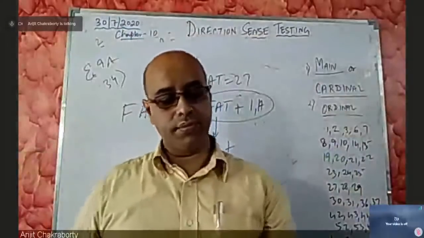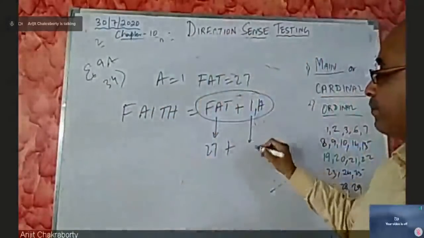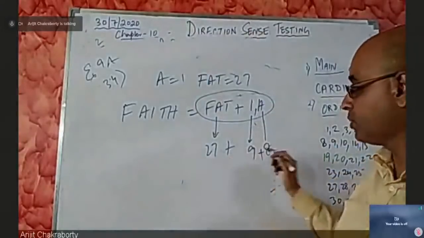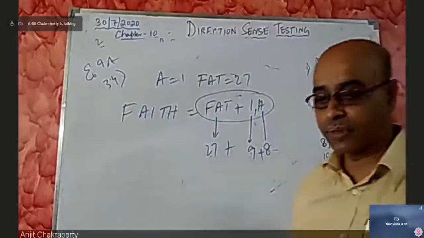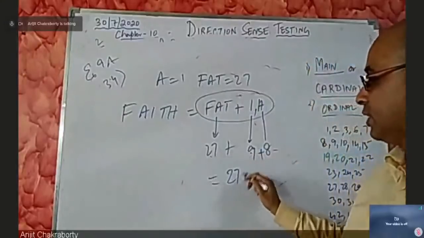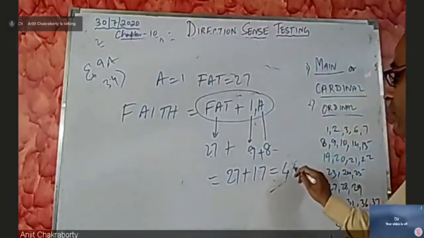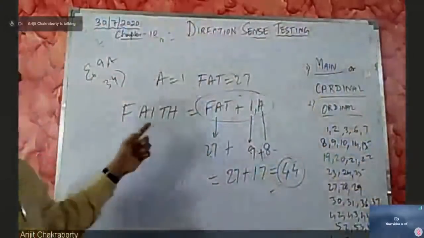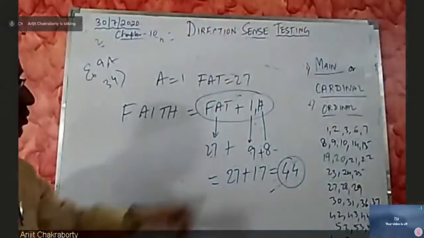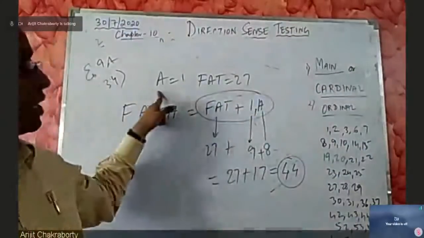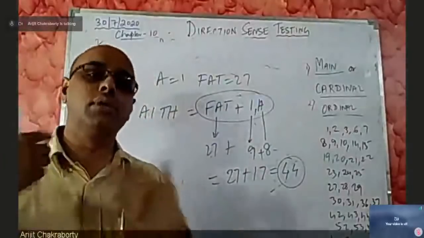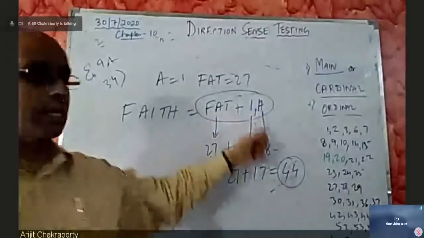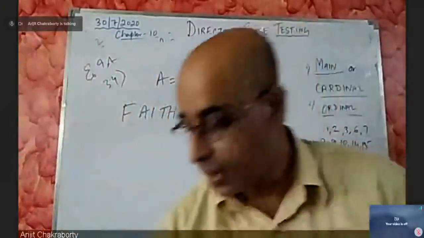A, B, C, D, E, F, G, H, I. So I is 9. How much is H? H is 8. So if you add it up, you get 27 plus 9 plus 8, which means 27 plus 17, that is 44. So this is how you do it. Fat is already given, fat is 27. So you just put the values of I and H. Since A equal to 1 is given, B equal to 2, C equal to 3, D equal to 4. In this way, if you proceed, you will get I equal to 9 and H equal to 8. So you get the answer.